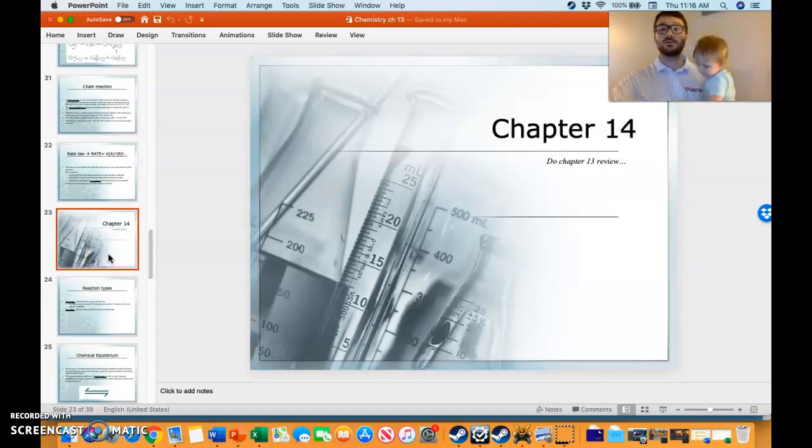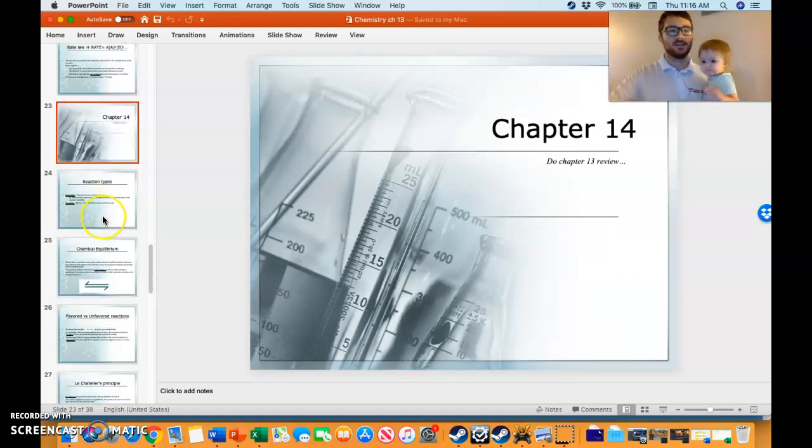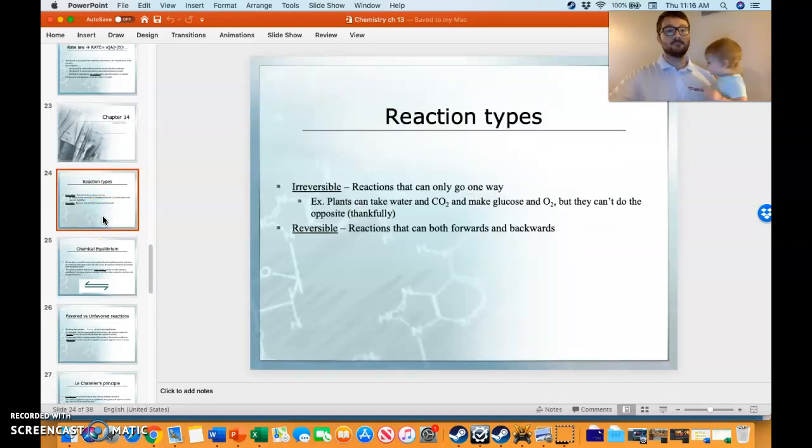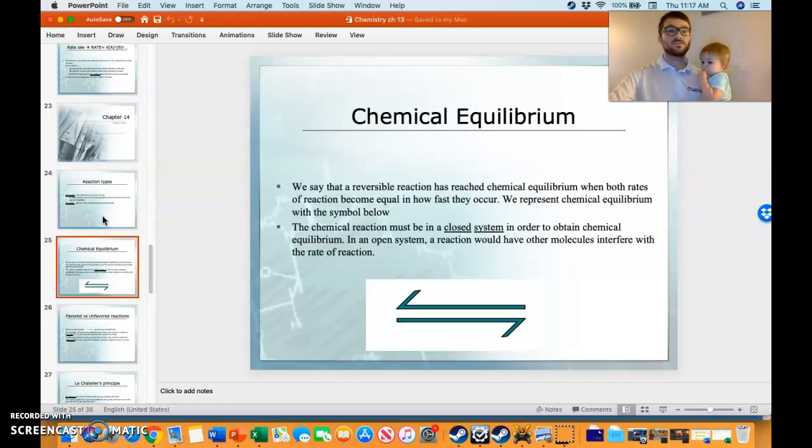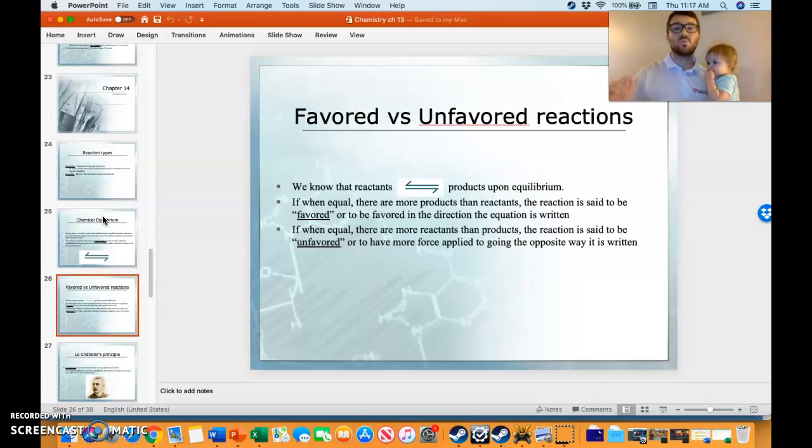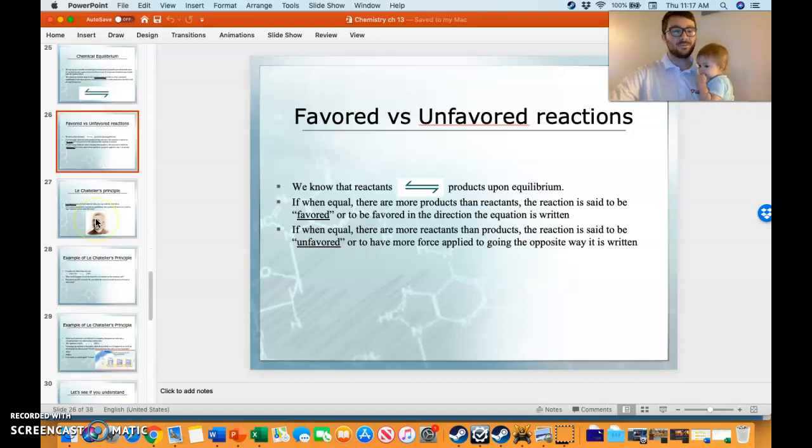And now we're going to move on to Chapter 14. Chapter 14 was a little bit more intellectually challenging. It went over reversible reactions as well as favorability. Now, favorability was quite the thing to learn.